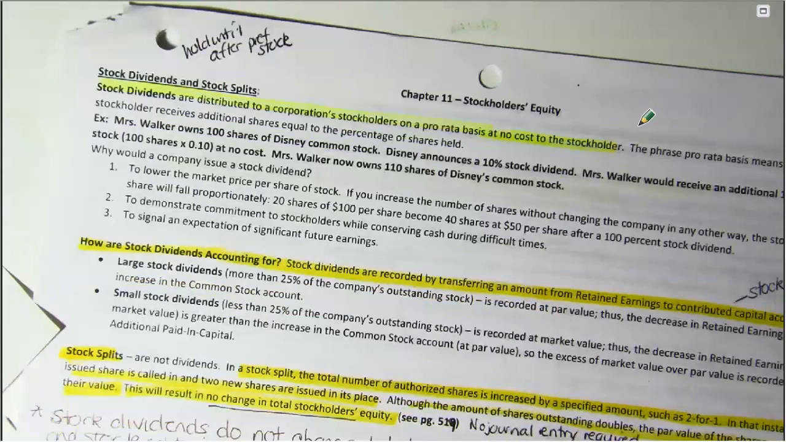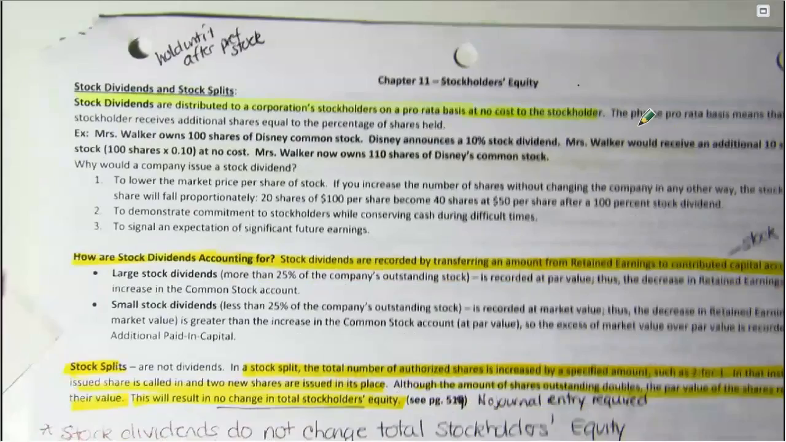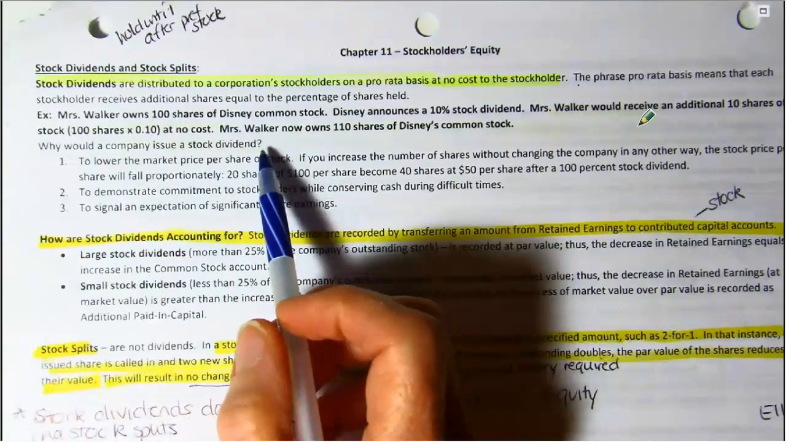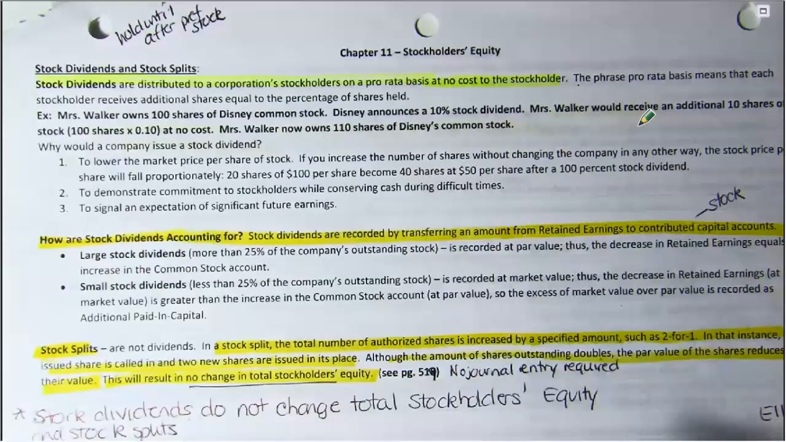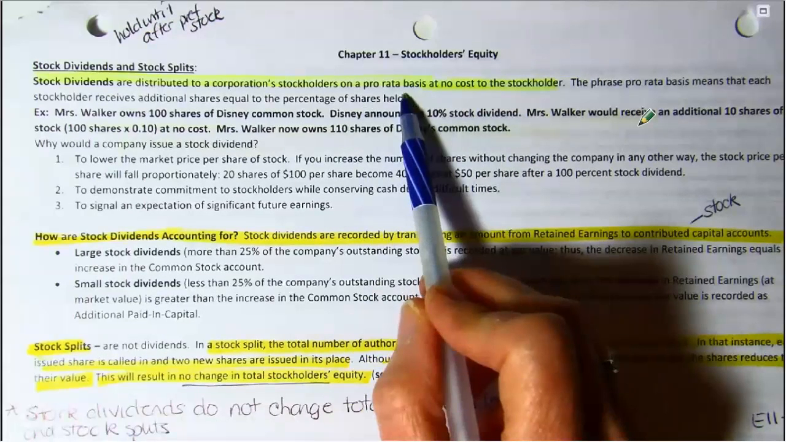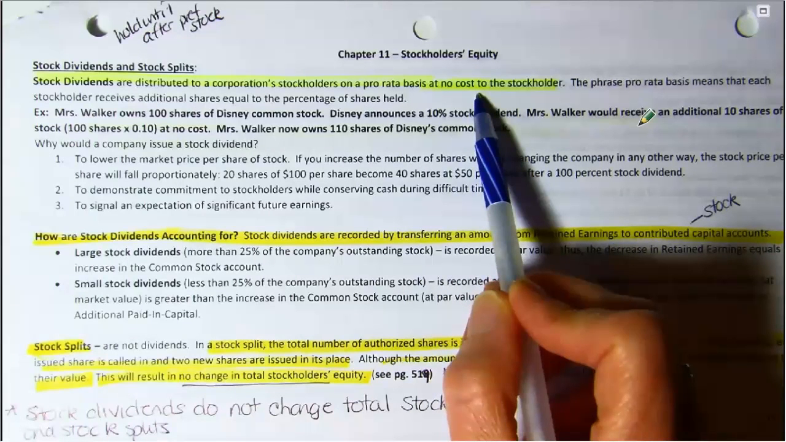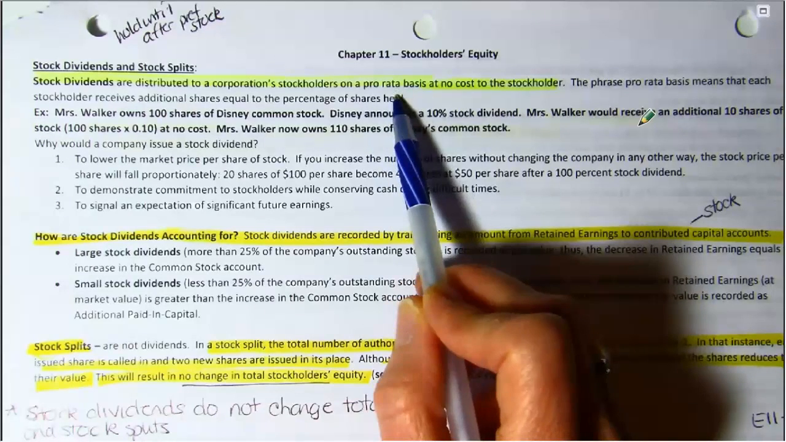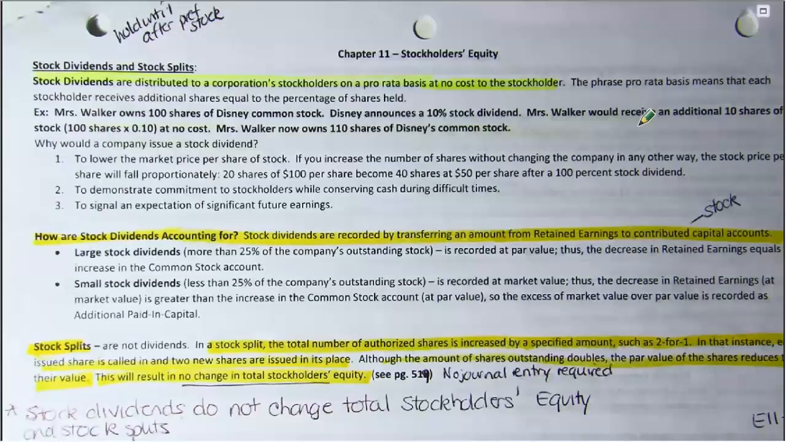Okay. Stock dividends are when instead of distributing cash, you're distributing a corporation's stock to its stockholders on a pro rata basis at no cost. You're giving them stock instead of giving them cash. So it's exactly what it sounds like. When they say pro rata, that means it's on the basis of what you already own. It's at the same percentage. So if you own 5% of the shares, you're going to get 5% of the stock dividend shares.